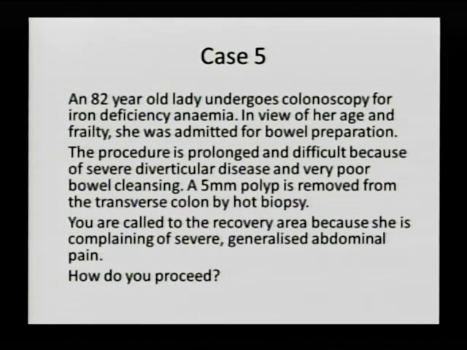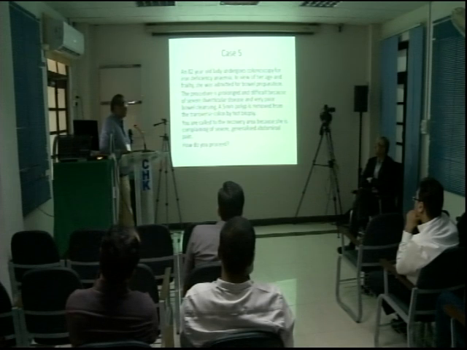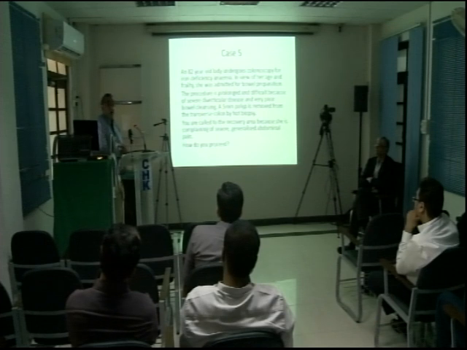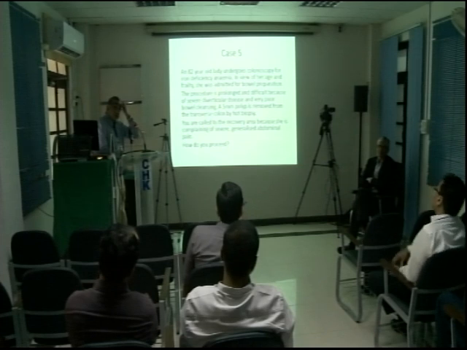Okay. So the procedure is prolonged and difficult because of severe diverticular disease and very poor bowel cleansing. Poor bowel cleansing is always a bad risk factor, and ideally one should not proceed if one is not safe or confident. It's also a reason for perforation. Exactly. And if it perforates, it is more complicated because of peritoneal soiling with feces. A 5 millimeter polyp again is important, and transverse colon by hot biopsy. इसमें what is the discussion point है? क्या क्या गलत है? Risk factors are the prolonged procedure, diverticular disease.